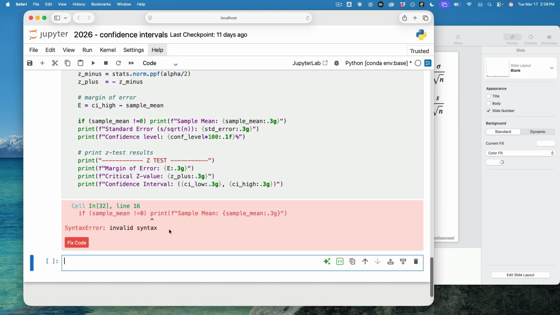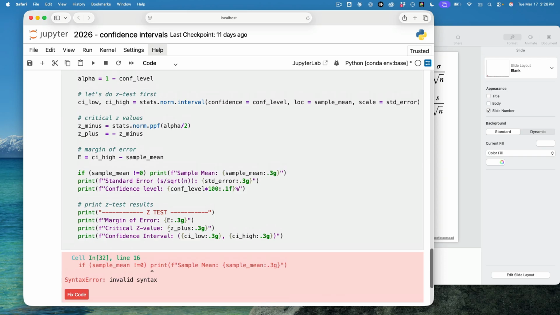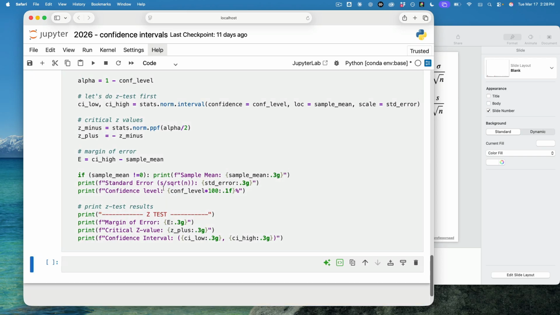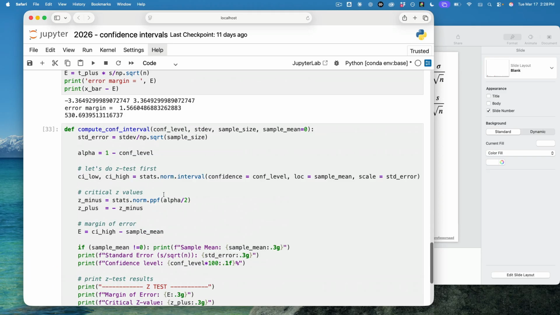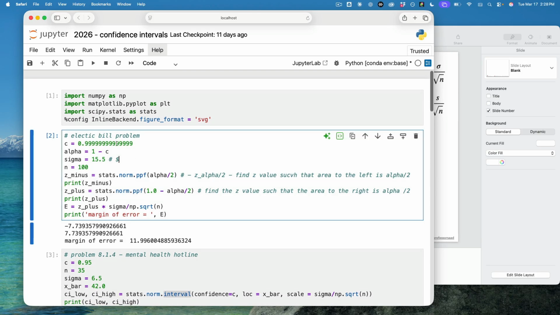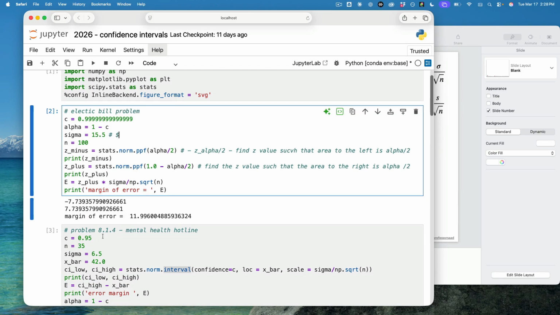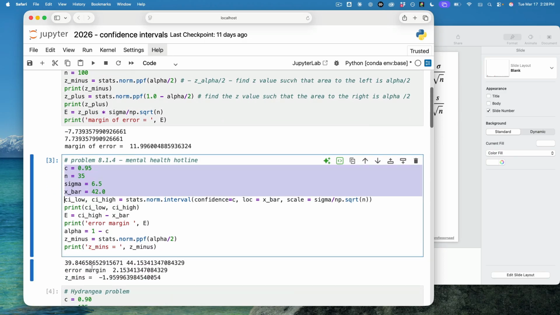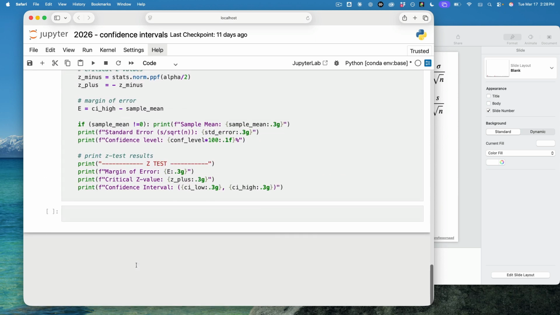Let's try it out. Error. Blah, blah, blah. Oh, semicolon. Just colon. Okay. Let me try it out on this problem. Let's try this problem. Okay, so this problem gave us 39 and 44. Let's try it down here.